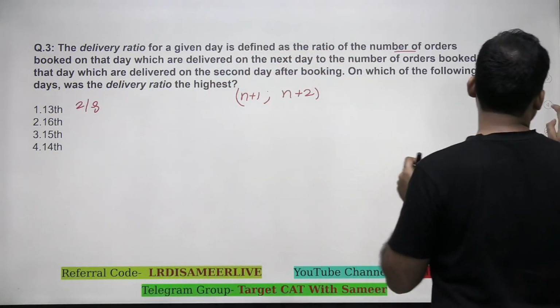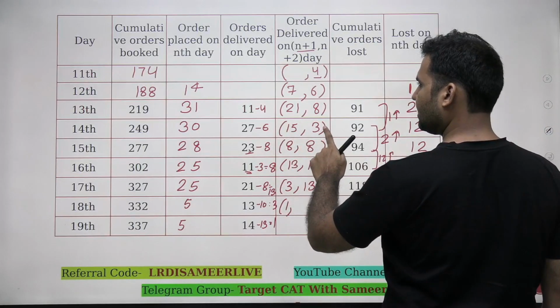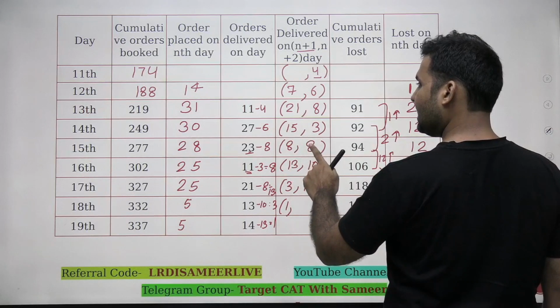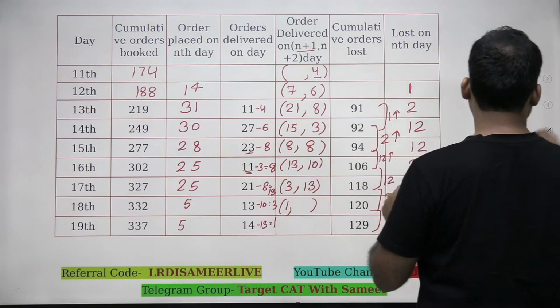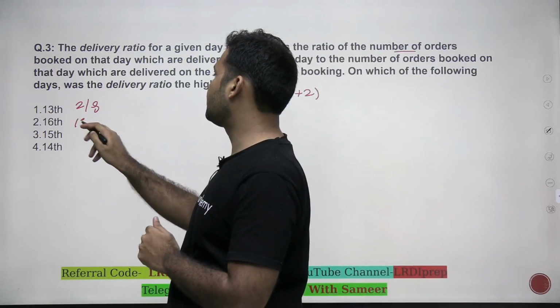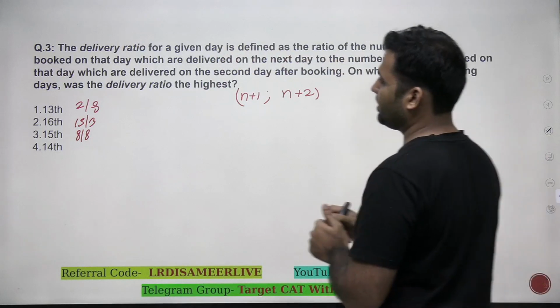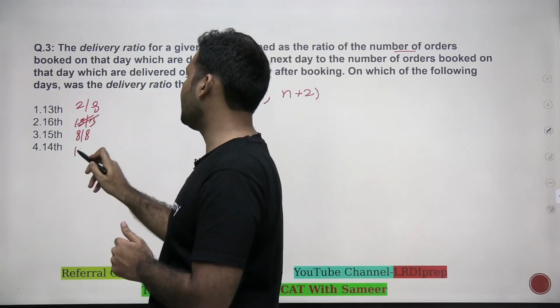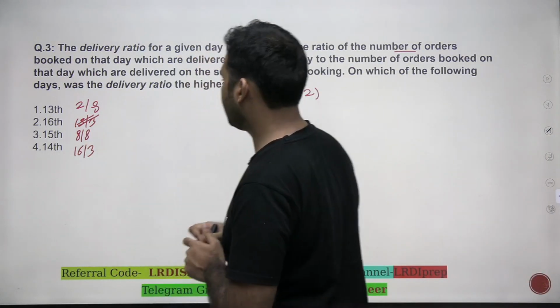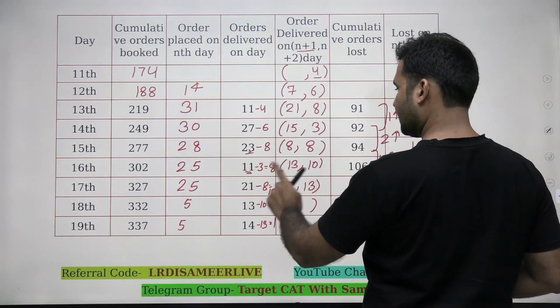On 14th, 15 and 16, let's check it. 15 by 3, 8 by 8, 13 by 10. Sorry, 15 by 3 is of 14th. 15th, it is 8 by 8. If I talk about 16th, it is 13 by 10.